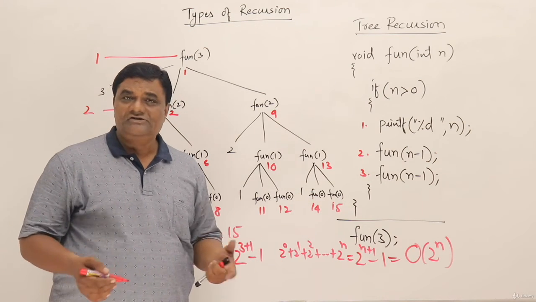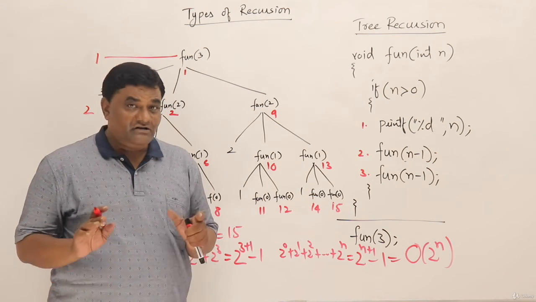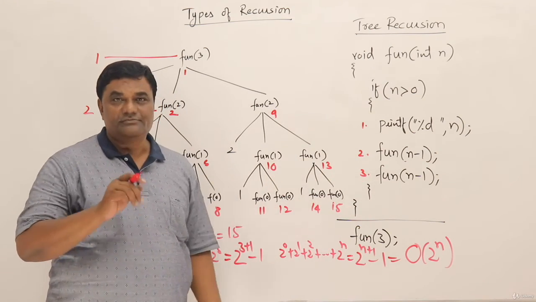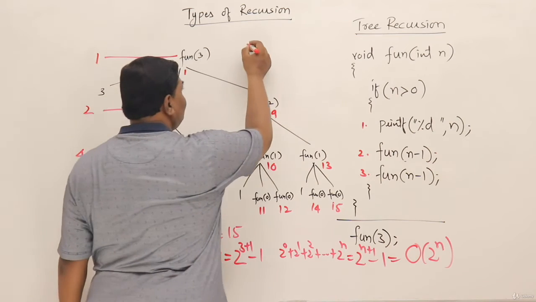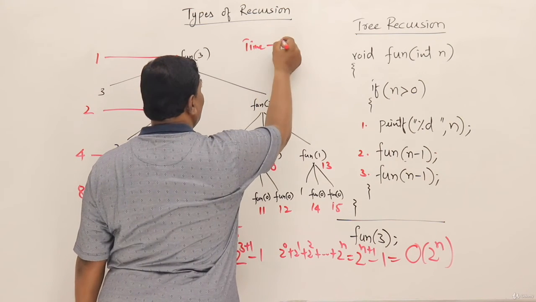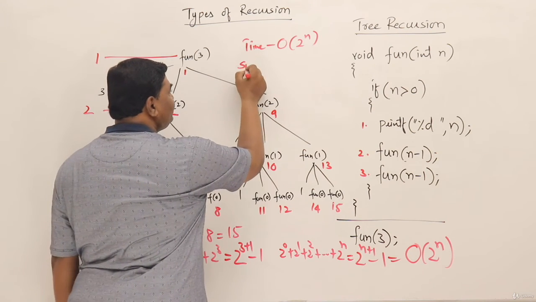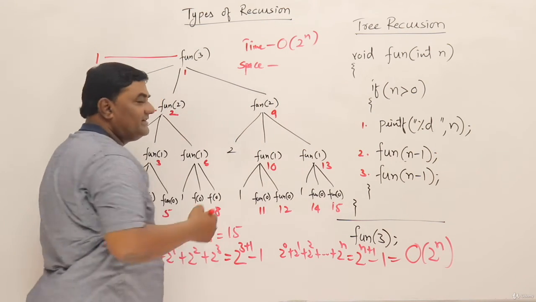So it depends on the function what time complexity you may get. It's not that every tree recursion will have 2 power n. For this function, it is 2 power n. So the time is order of 2 power n. Then what is the space? What is the space complexity?